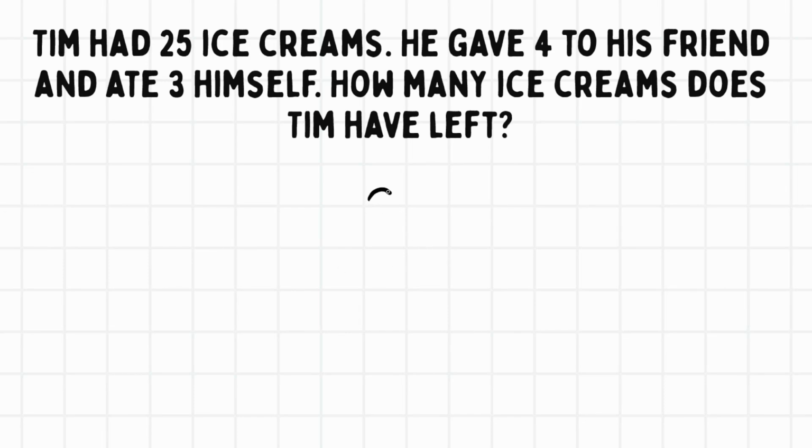So we're going to start off by putting our 25, and then it's really important that we take this 4 and we align it with the 5 in 25, or the ones column. We're going to put a subtraction here. Let's subtract 25 minus 4.